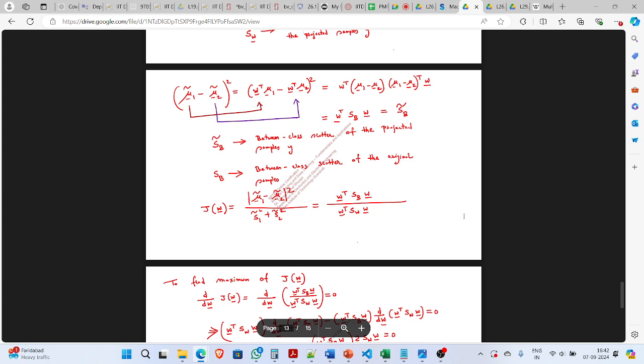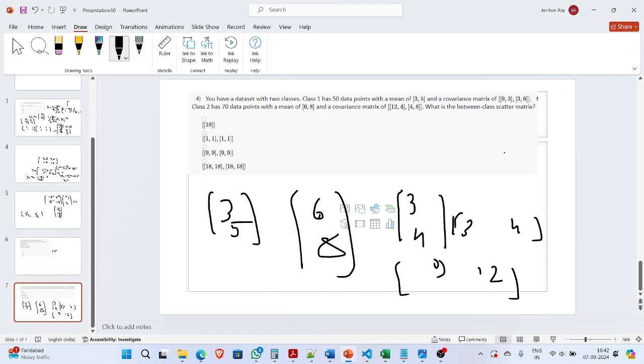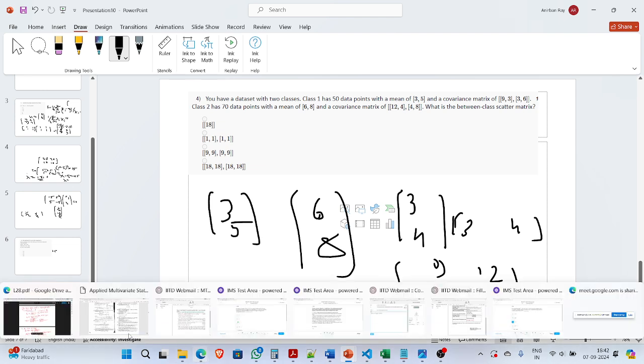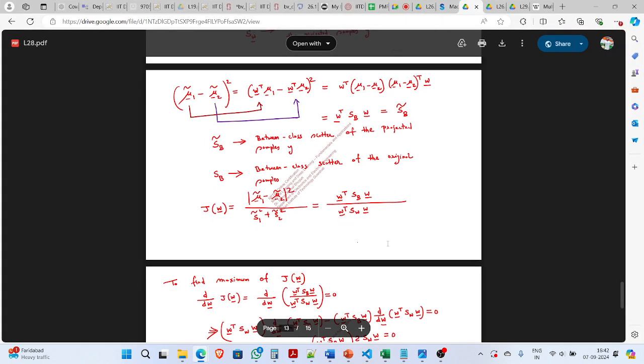Between class scatter matrix, it should come out. Let's see: 3 4 12, 4 3 12, and 4 4 16. That is what I am getting, and the answer is not the same. Let's see. Covariance matrix is given between class scatter matrix. If I'm not wrong, this is the one, right? Between class scatter.